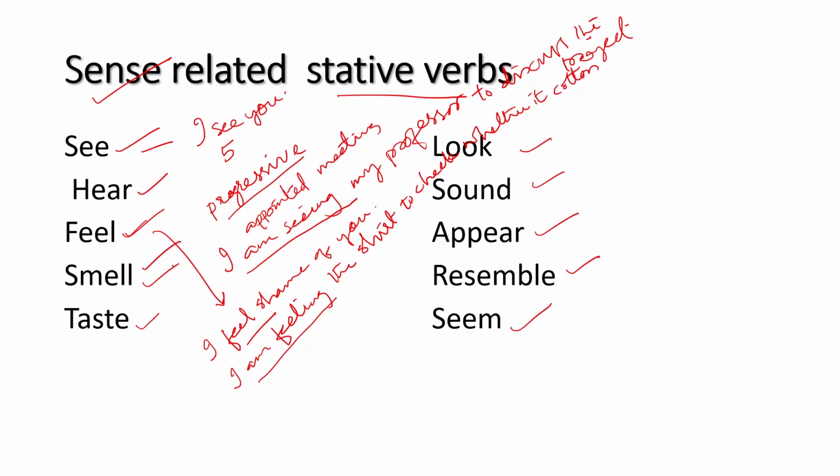Now smell. This also can be used in both ways, as a dynamic verb and as a stative verb. For example, it smells good. Or you can say that the cook is smelling the dish.